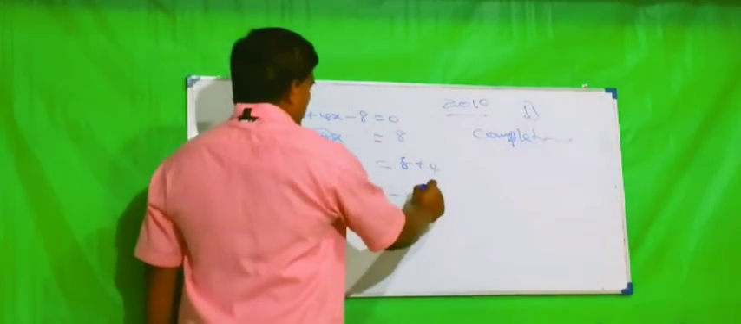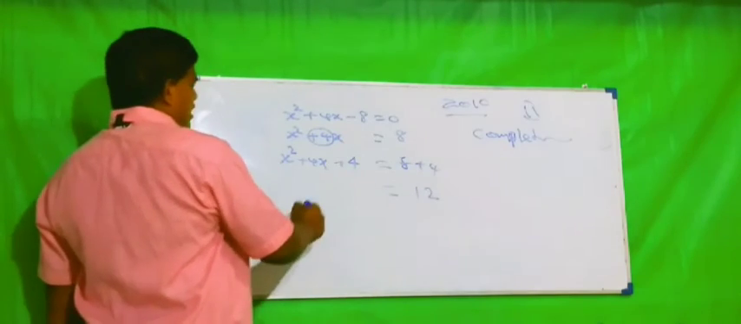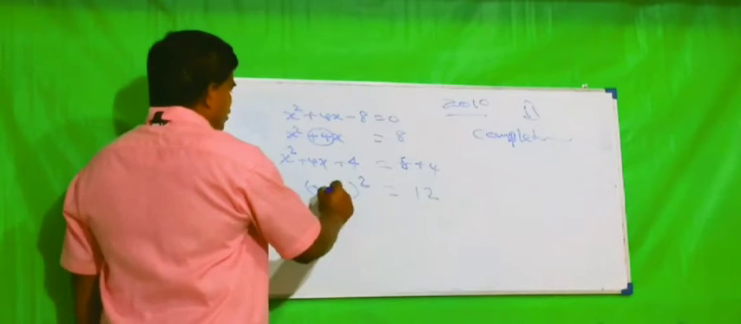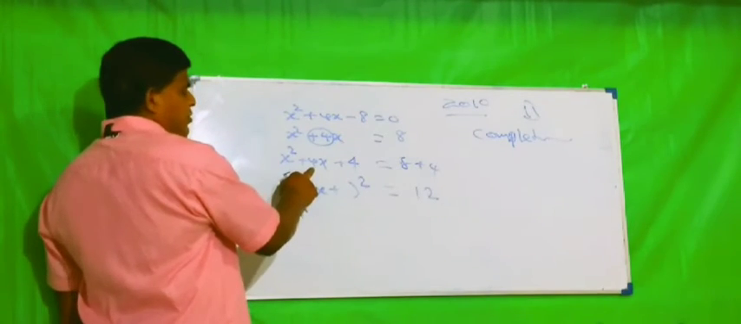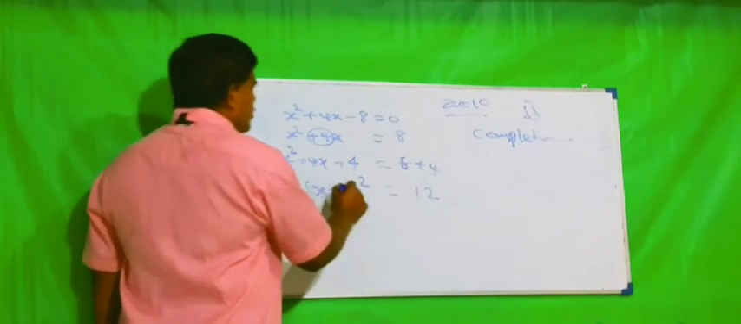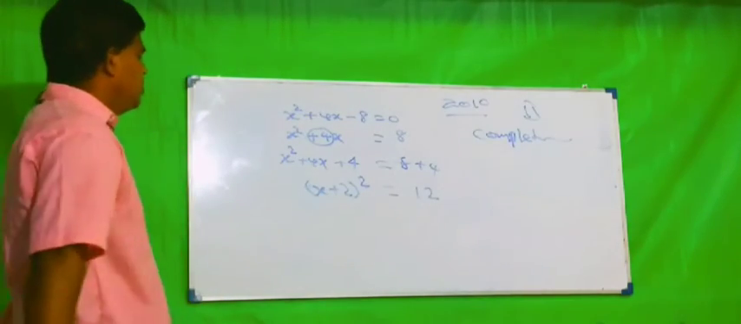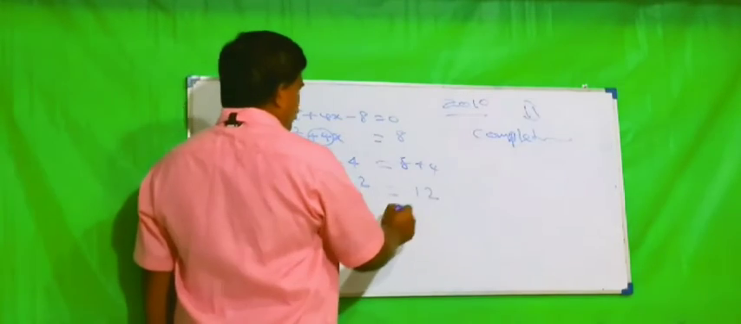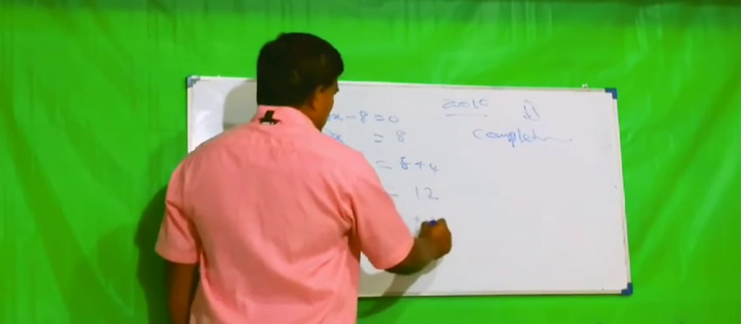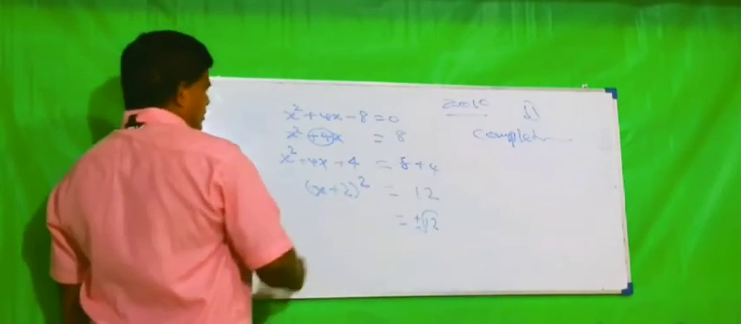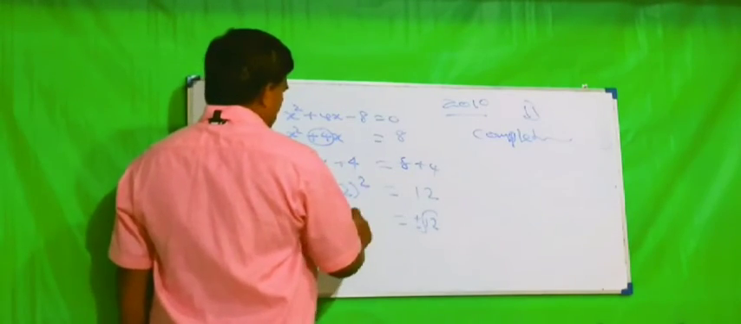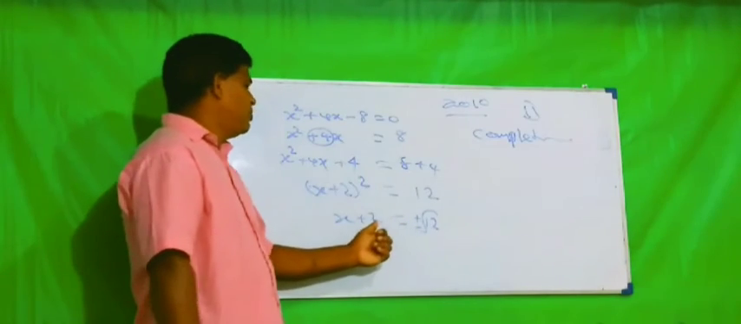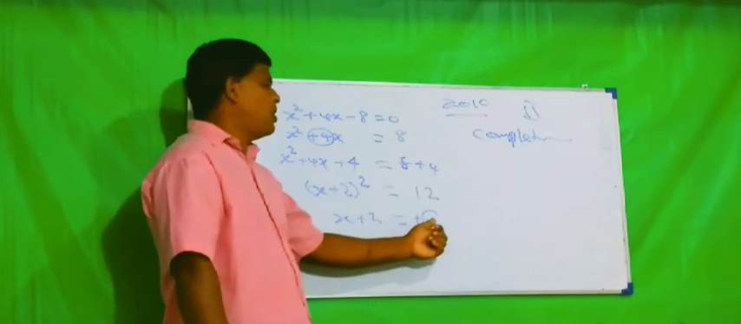The right side is 12. The left side is obtained as a complete square: x plus half of the coefficient 2, it is plus 2. Now we can take the square root of both sides. Here it is x plus 2, and now x plus 2 equals the square root of 12.